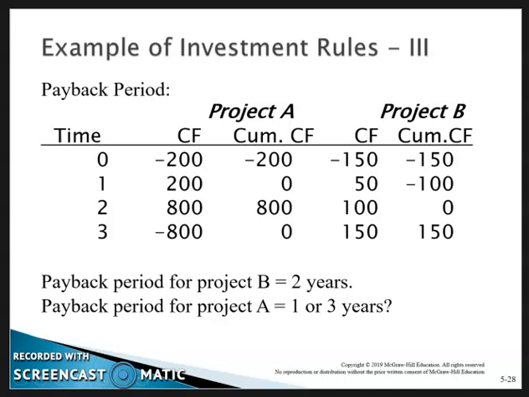But it works okay for Project B because we just take our $150 and subtract our cash flows from it each year, and whenever those cumulative cash flows equal zero, that's our payback period. In this case, payback reaches zero in 2 years, so it's completely paid back at that time.